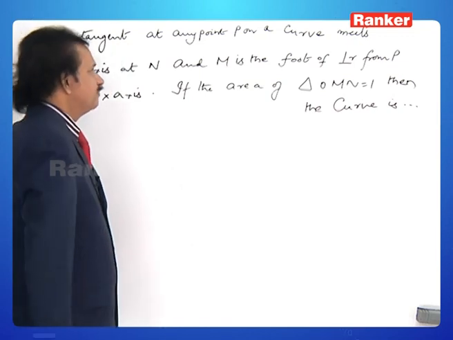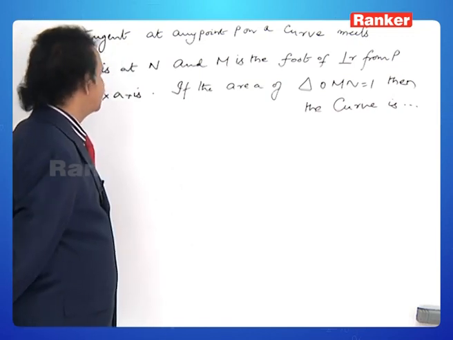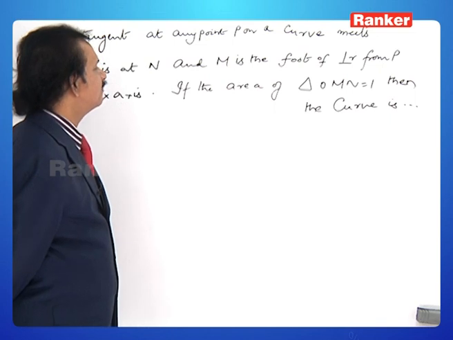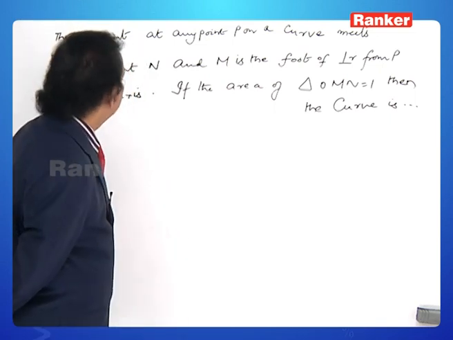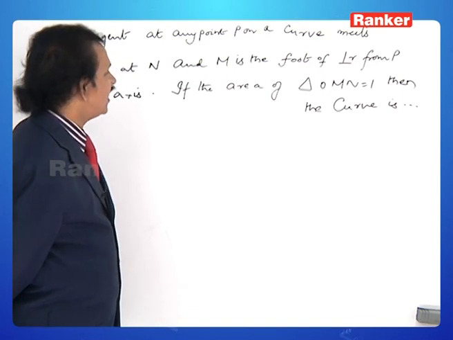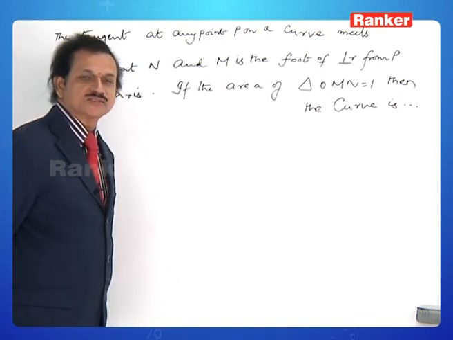The tangent at any point P on the curve meets the y-axis at N, and M is the foot of perpendicular from P on the x-axis. If the area of triangle OMN is 1, then the curve is.